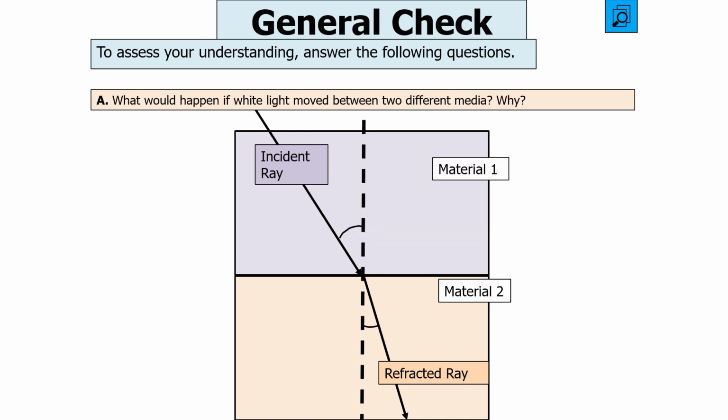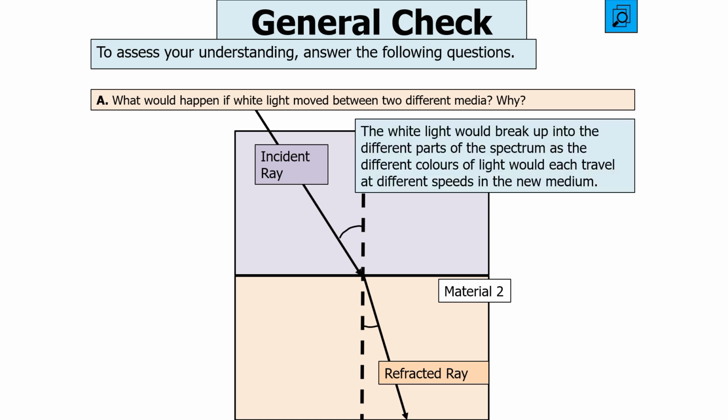What would happen if white light moved between 2 different media? So pause the video now, then unpause the video when you want to go through your answer. The white light would break up into different parts of the spectrum, as the different colours of the light would each travel at different speeds in the new medium.